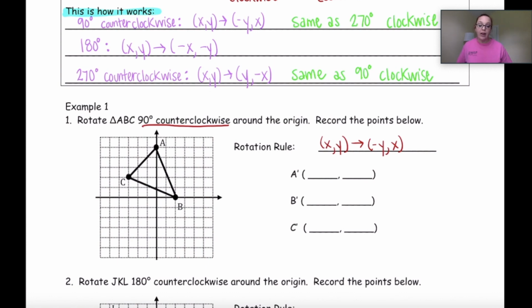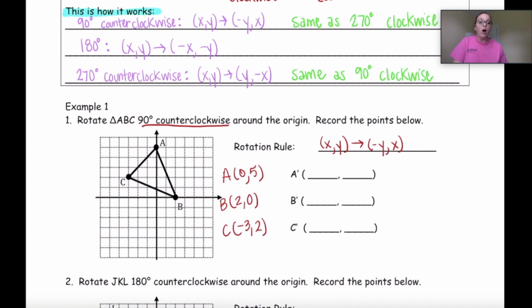Let's go ahead to the side. I'm going to write down the ordered pairs for points A, B, and C. Notice they've included blanks for A prime, B prime, C prime. I'm going to come over here, and I see that A is located at (0, 5). B is at (2, 0), and C is at (-3, 2).